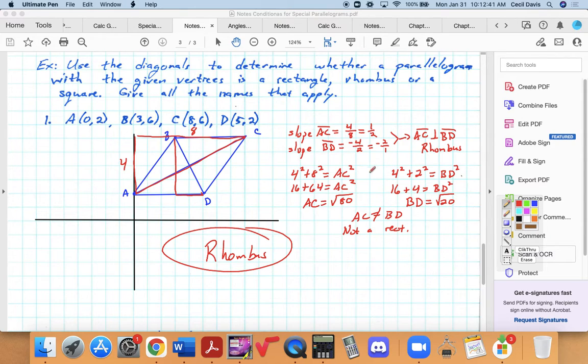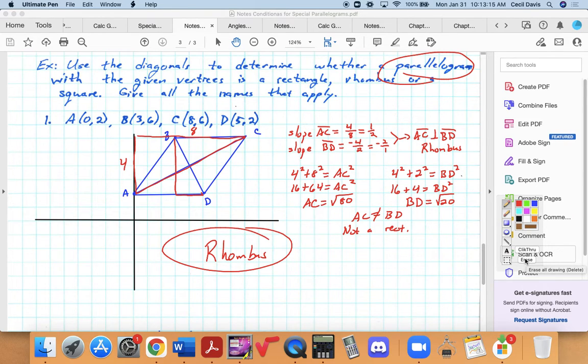This is the work that I expect to see on these problems. Find the slopes, make sure you're labeling them. If the slopes of the diagonals are opposite reciprocals, then those are perpendicular and I know I have a rhombus. If not, we know we don't have a rhombus. Find the lengths of the diagonals. If they're the same, we know that we have a rectangle, because it told us it was a parallelogram already. Okay?